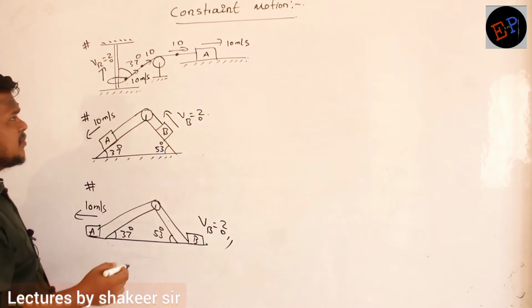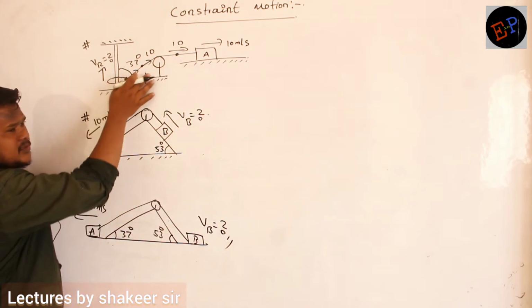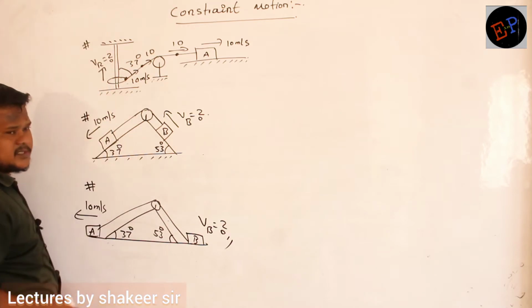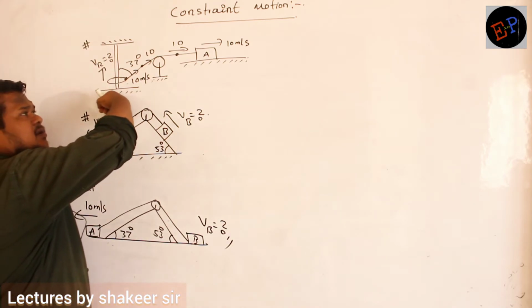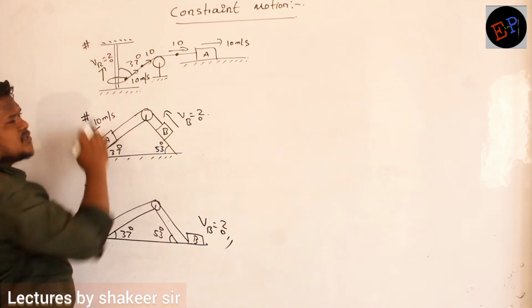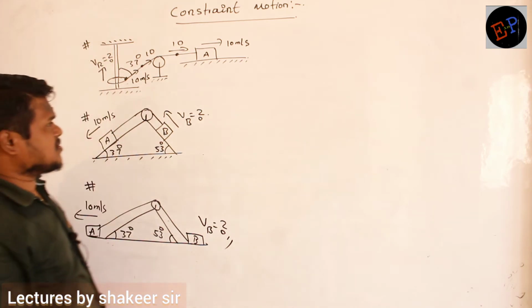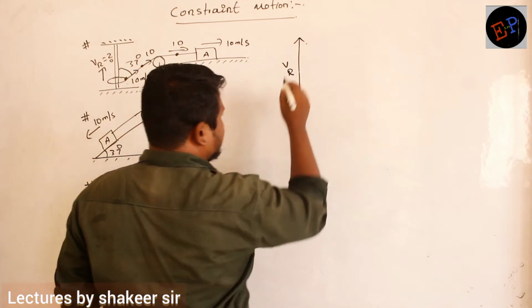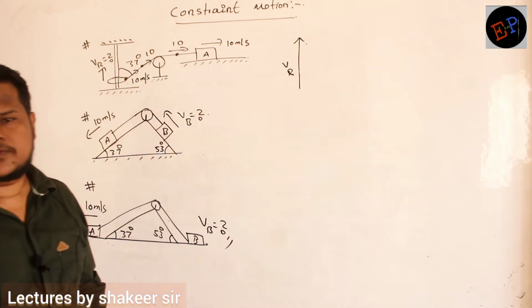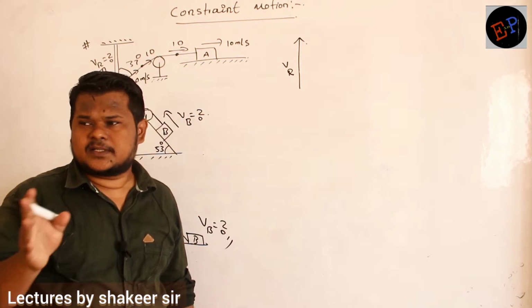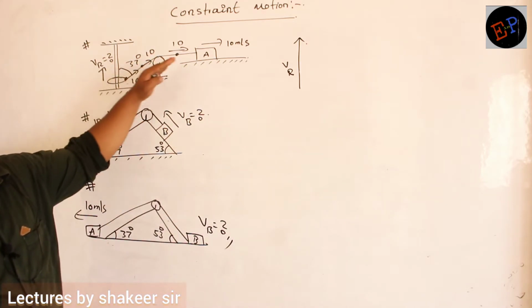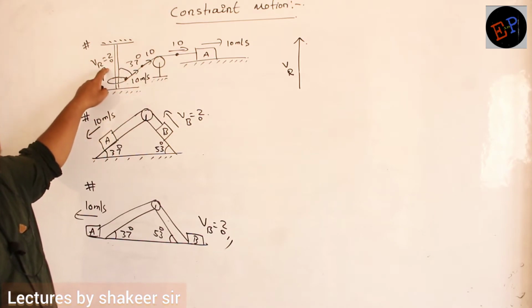Clear, no? But a ring cannot move in this direction, no? A ring will move in which direction? In the upwards direction. When somebody pulls the rope like this, the ring should move in the upwards direction. So that is the velocity of the ring I will take. Then what do I have to do? I have to split this into two components, such that one component is present in the direction of the rope.